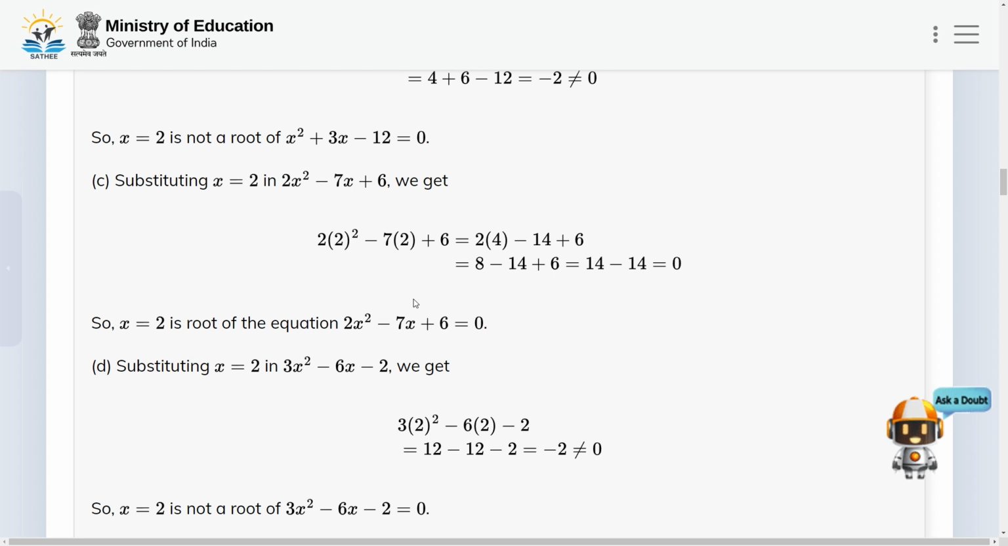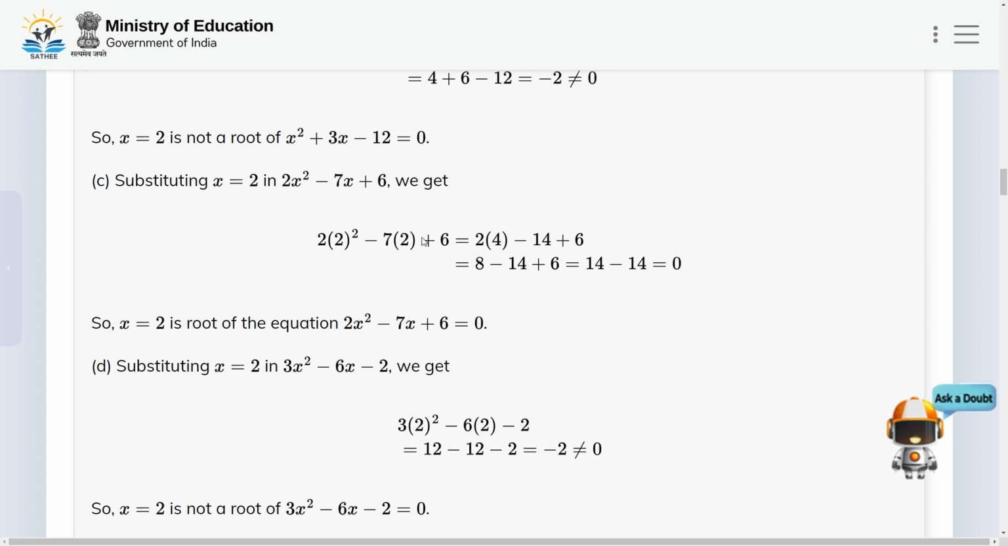And now let us check option number C. So substituting the value x is equal to 2 in the equation 2x square minus 7x plus 6, then we get 2 times 2 square minus 7 times 2 plus 6. This is equal to 2 times 4 minus 14 plus 6, and this is equal to 8 minus 14 plus 6, that is equal to 14 minus 14, that is equal to 0.